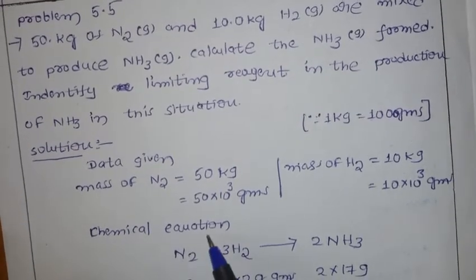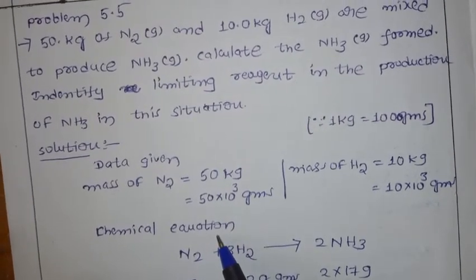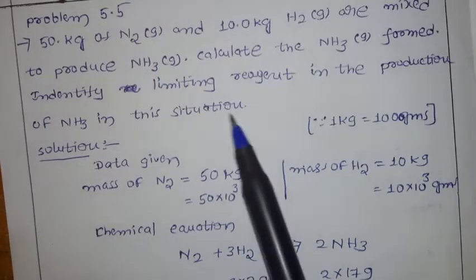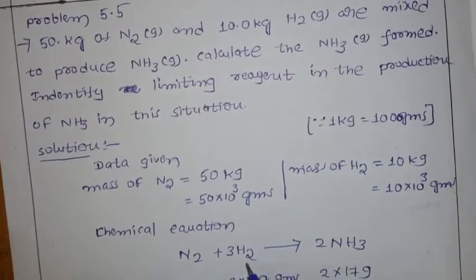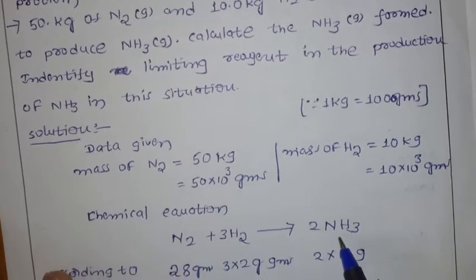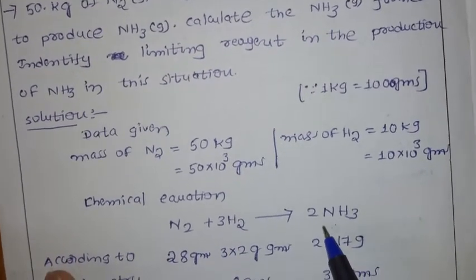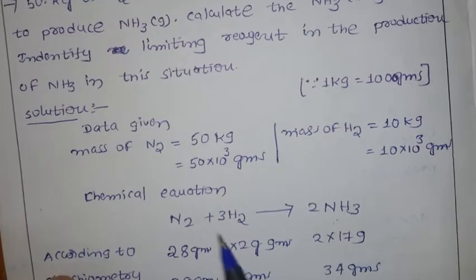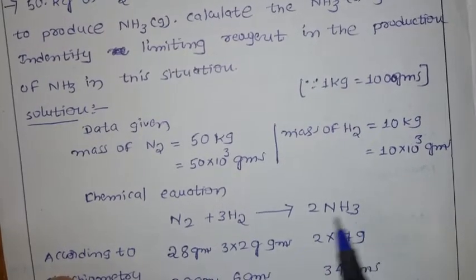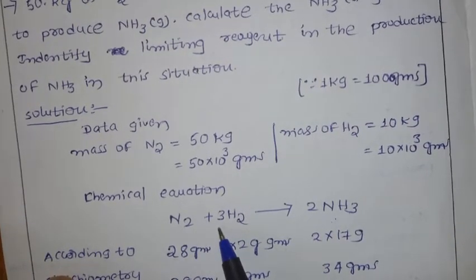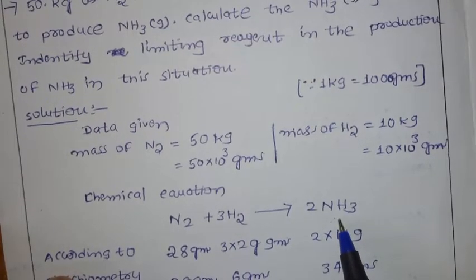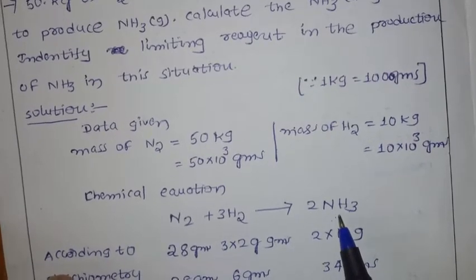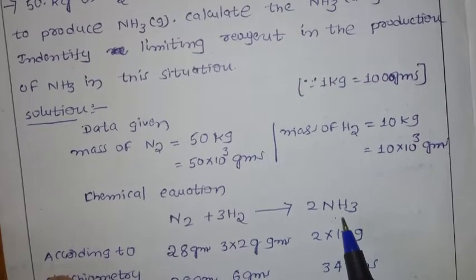Okay. Now the chemical equation. We already discussed that for identifying the limiting reagent, we should write the balanced chemical equation. So you should be able to write N2 plus 3H2 gives rise to 2NH3. This is a balanced chemical equation. And if someone multiplies the equation by 2, what happens? 2N2 plus 6H2 gives rise to 4NH3.